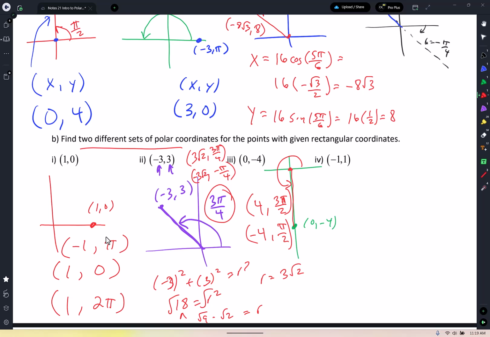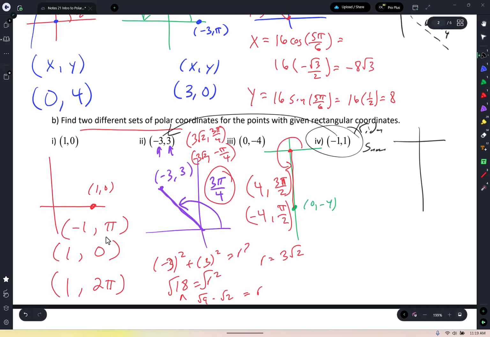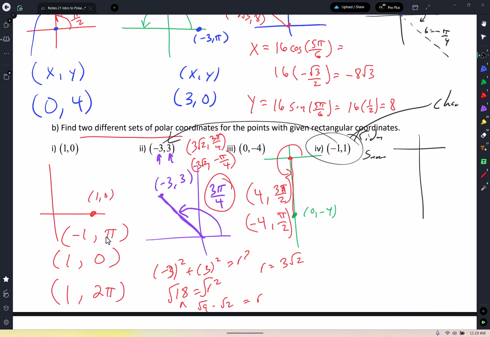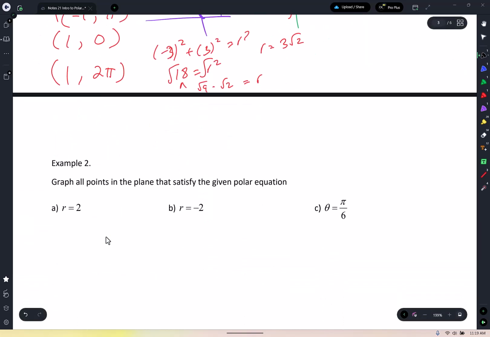Negative 1, 1. Don't worry, guys. We're almost done. Negative 1. Actually, you know what? This is actually kind of the same as this one, except for the radius. The radius is square root of 2. So I'm not going to worry about it. I'm going to change this for next year. They're similar to Roman numeral 2, so I don't want to do something if it's almost the same. All right, let's go to the next page.